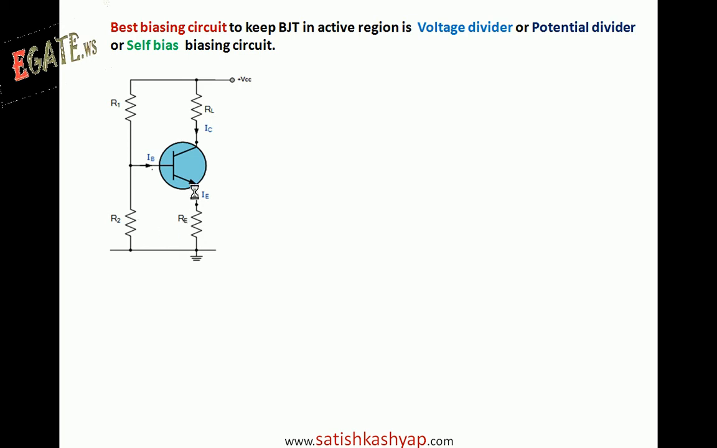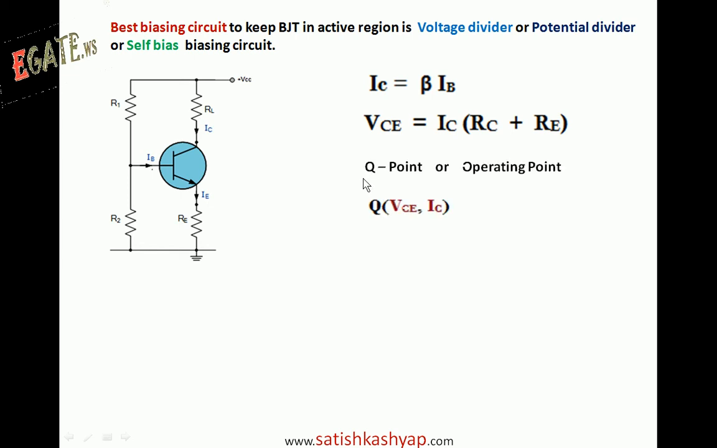So these are the two important parameters of transistor. One is collector current IC, which is a function of base current. So IC can be written as beta times IB, and VCE can be written as VCC minus IC times RC plus RE. Sorry, the earlier equation was a little bit wrong: VCE is equal to VCC minus IC times RC plus RE. RC means the resistor connected to collector. So these two parameters are called operating point or Q point. It is written as Q of VCE comma IC.